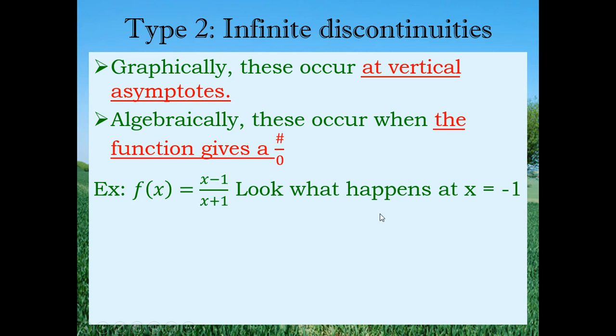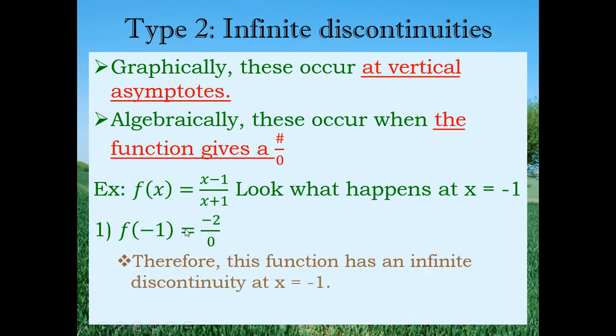So look what happens at this function, x minus 1 over x plus 1, at x equals negative 1. At x equals negative 1, the function is negative 2 over 0. So the function doesn't exist there. Therefore, this function has an infinite discontinuity at negative 1, which means the limit of this is going to be infinite.